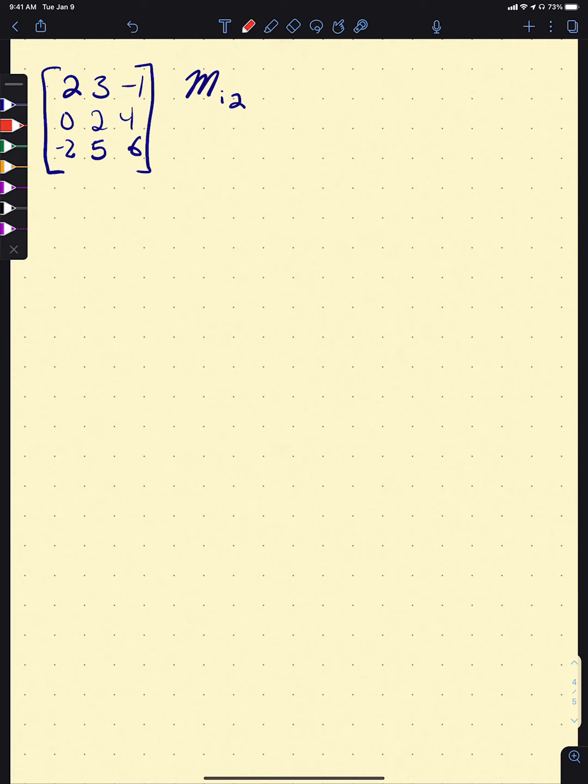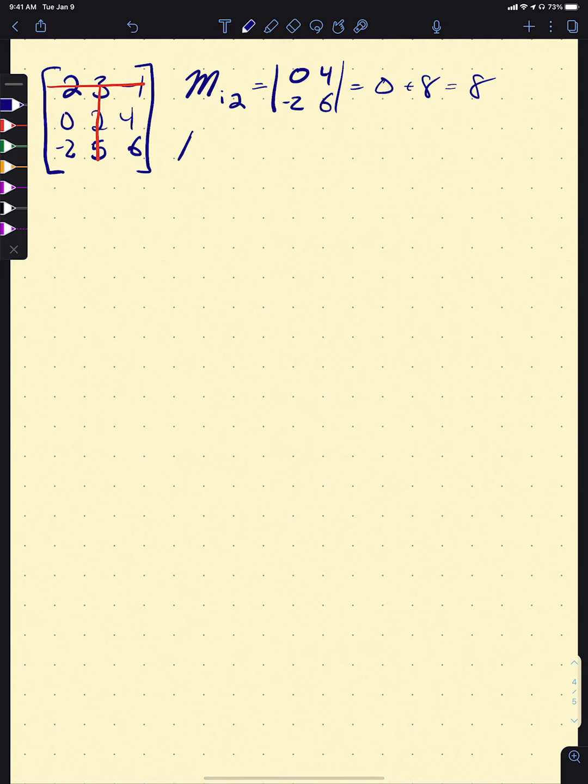Okay? Well, if I delete the first row, it's going to cross out those elements. And if I delete the second column, it's going to leave us with those elements. Okay? And so we're taking the determinant of the matrix left over. Okay? So what's left over? It looks like we have 0, 4, -2, and 6. So when we take the determinant of that, well, it looks like we're going to get 0 minus a -8, so 0 plus 8, for 8.